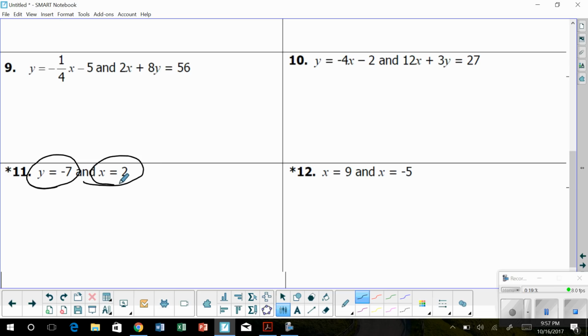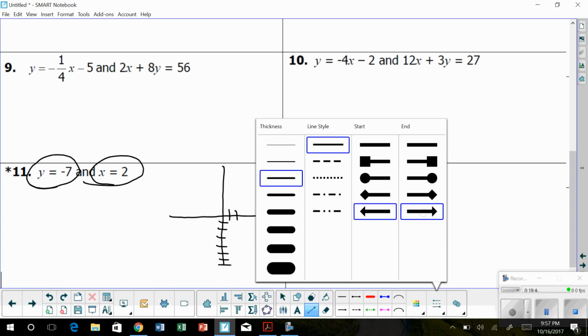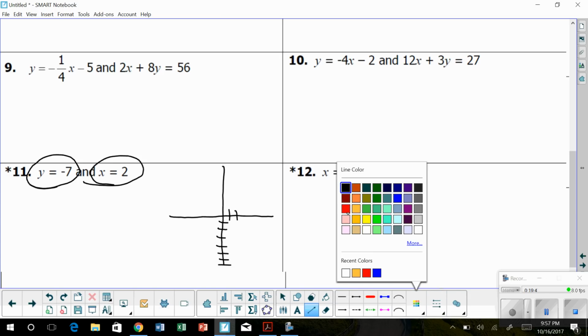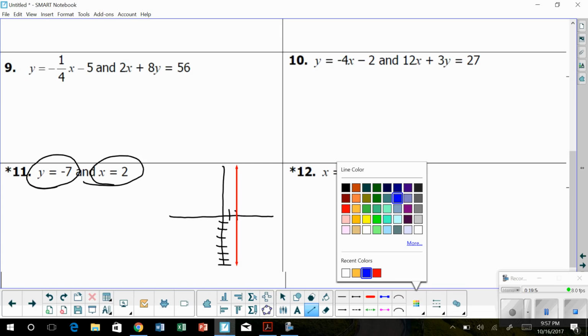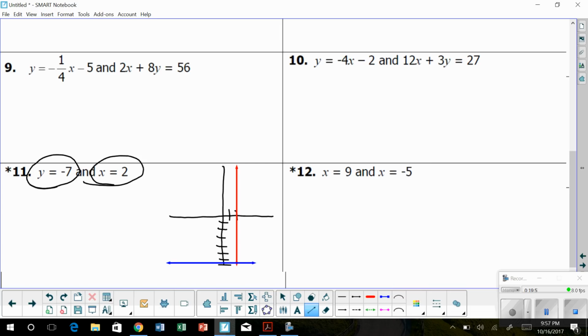Well, if you go to graph this, seven. And we said, all right, here's x equals 2. And here's y equals -7. Huh. Well, it literally looks like what the answer should be. Perpendicular.